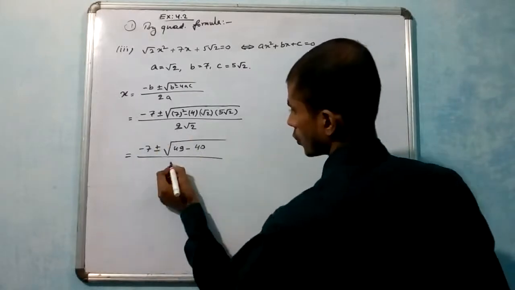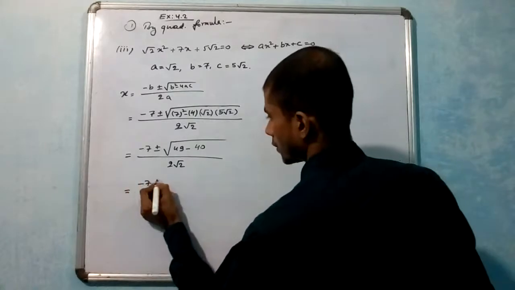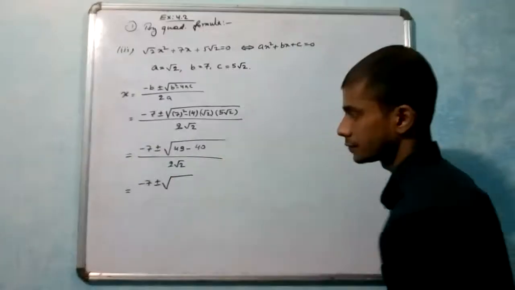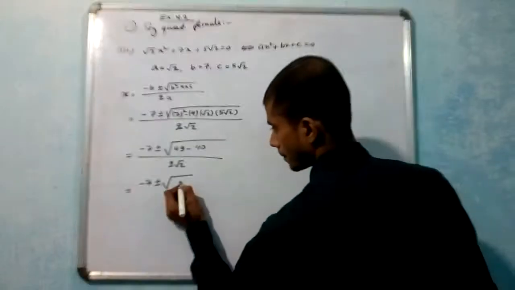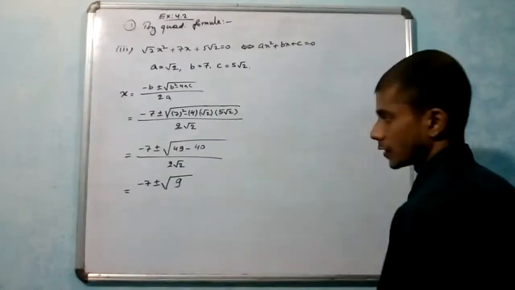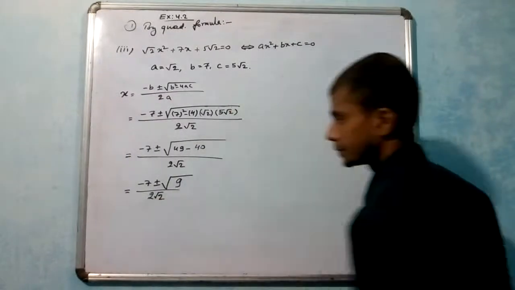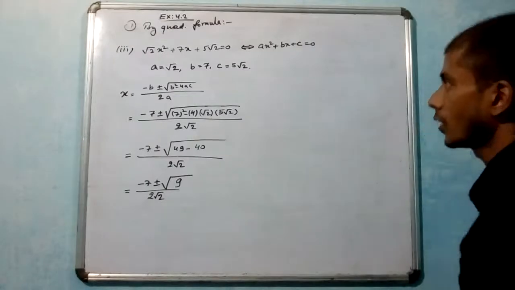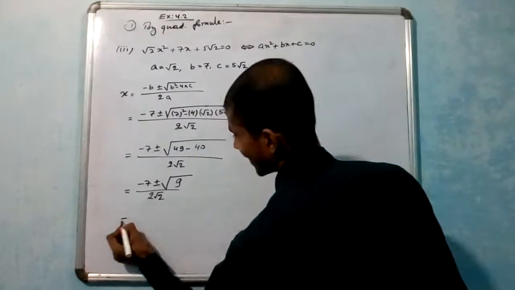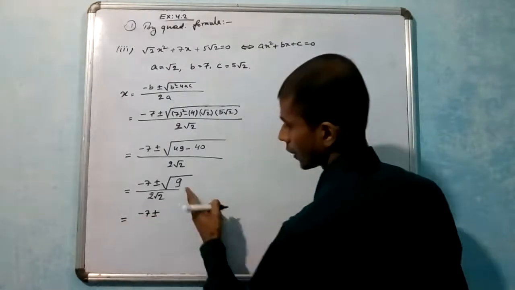By 2 root 2. Now minus 7 plus minus how much? 49 minus 40? Be here only, see the solution. 9, yes. Then 2 root 2. Fine. Okay. Minus 7, then plus minus. Root 9 value how much?